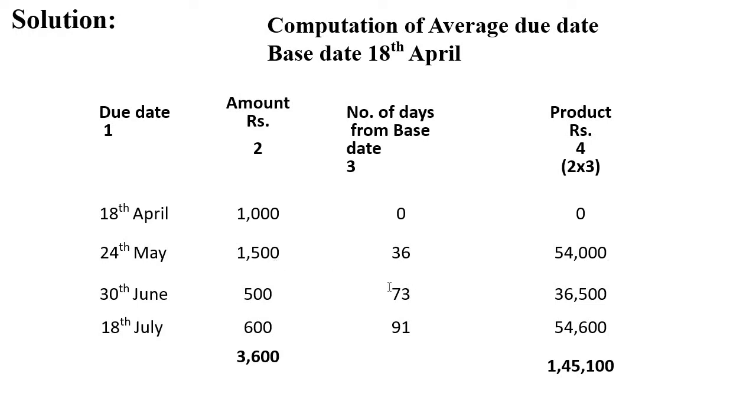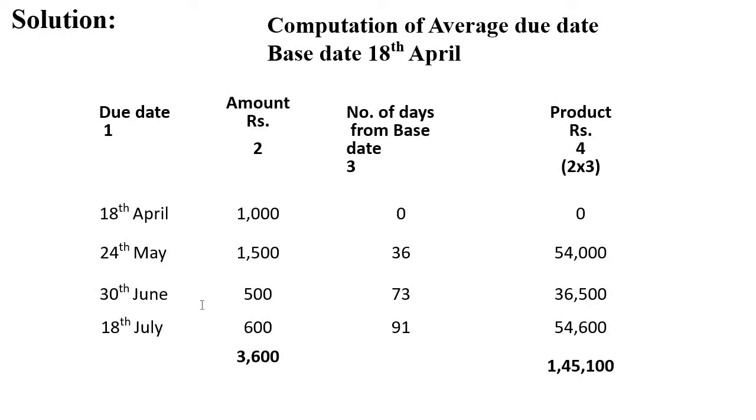Then the third date, 30th June. The base date is 18th April. From 18th April till June, we have to find out the number of days. Till 24th May, the total number of days is 36. Since May month holds 31 days, remaining 7 days has to be added. In the month of June, there are 30 days. So 36 plus 37, the total number of days is 73 for the due date of 30th June.